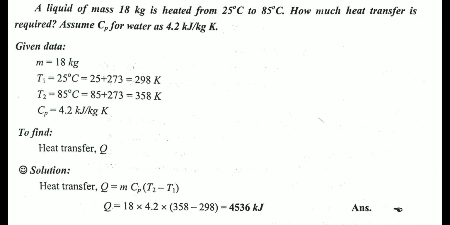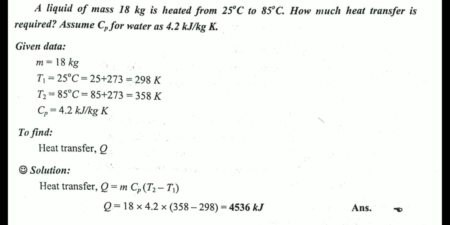Let us solve another problem. A liquid of mass 18 kilogram is heated from 25 degrees centigrade to 85 degrees centigrade. So initial temperature is 25 degrees centigrade, final temperature is 85 degrees centigrade. How much heat transfer is required? Assume Cp of water as 4.2 kilojoule per kilogram Kelvin. So how much heat is transferred while heating? Between the initial and final temperatures, how much heat is applied to the system.